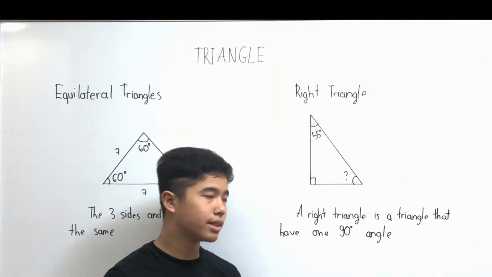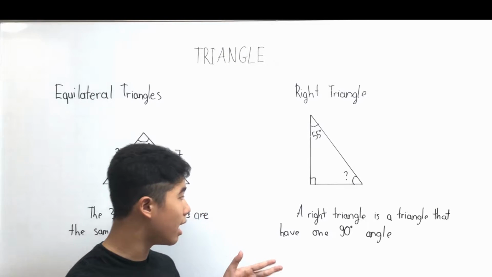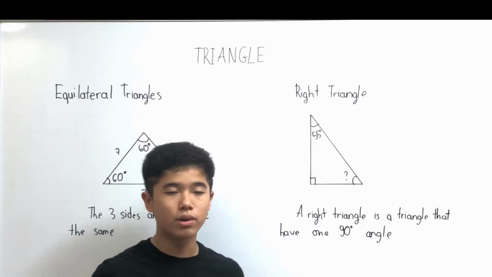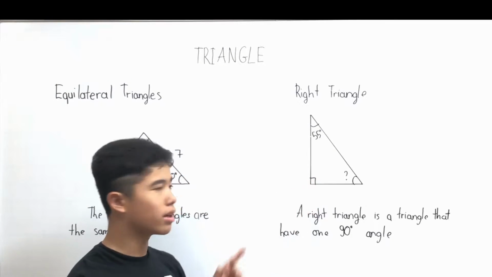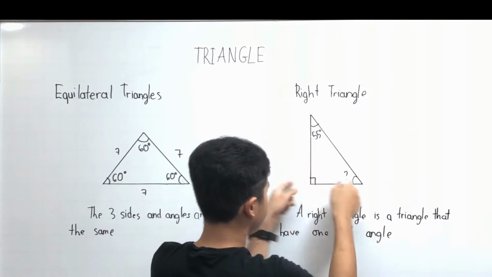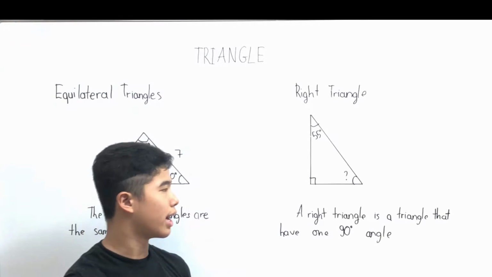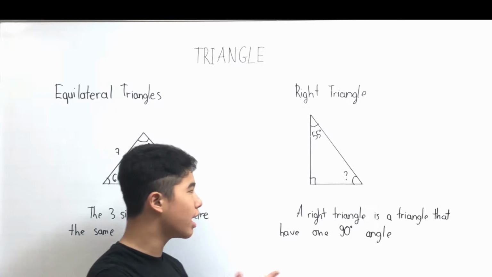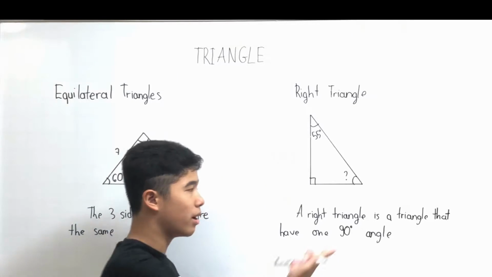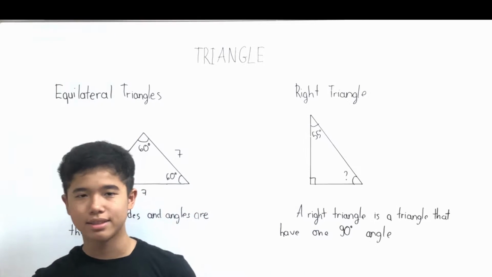A right triangle is a triangle that has one 90-degree angle. Like this one, we have a 90-degree angle right here, a perfect 90-degree angle. And if you know the 90-degree angle, you know how to solve the exercise.